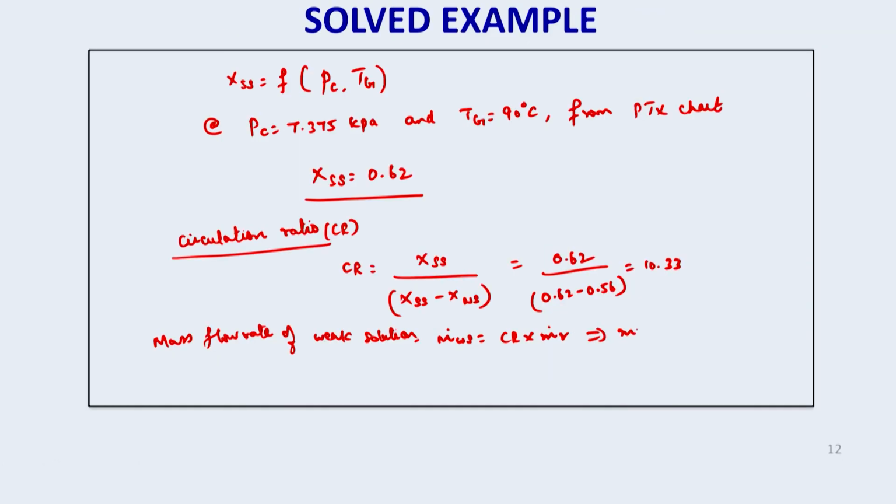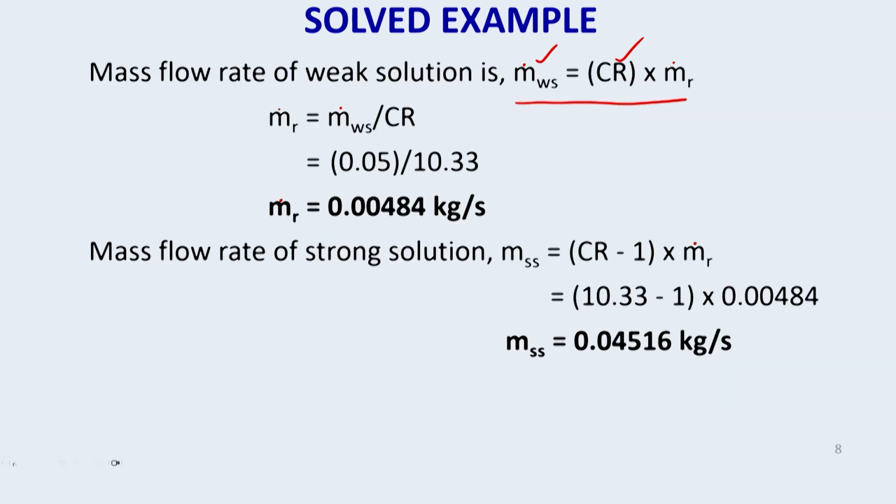Using this formula, m dot r is equal to m dot ws divided by CR. This is given in the question, and the circulation ratio we have found. So m dot ws is given as 0.05 divided by 10.33, which gives m dot r equal to 0.00484 kg per second. So m dot r, the refrigerant mass flow rate, is 0.00484 kg per second.